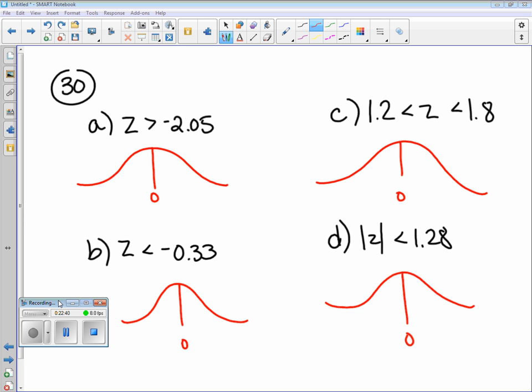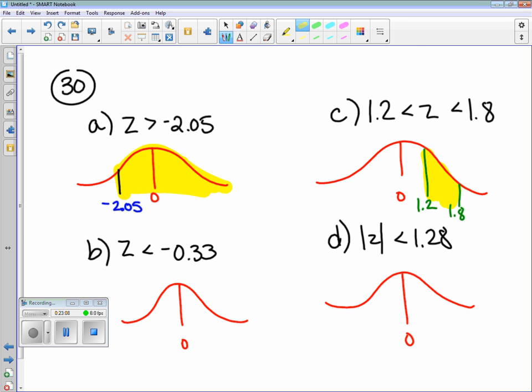So we're going to put the z-score on our picture, negative 2.05. And it says greater than that, so that's where I'm going to shade. So I'm going to shade from here, and that's my picture. Okay? We're going to draw a picture for each of these. Between 1.2 and 1.8 is to the right of 0, and I'm going to shade in between those.